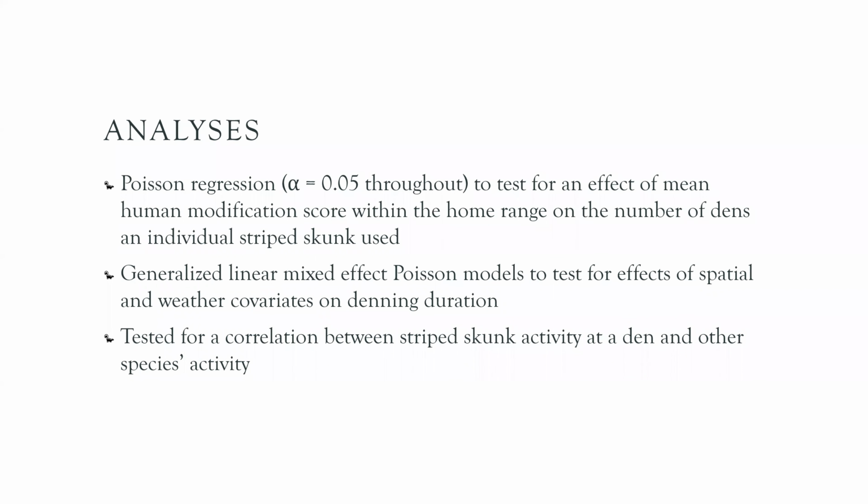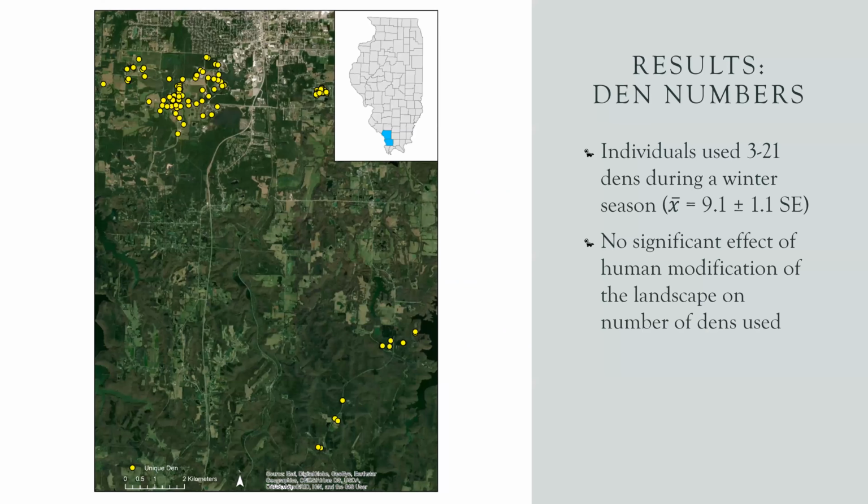For my analyses, I used a Poisson regression to test for the effect of mean human modification score within a home range on the number of dens that an individual used. I used generalized linear mixed effect Poisson models to test for the effects of spatial and weather covariates on denning duration. And then I also tested for correlations between striped skunk activity at a den and other species activity at a den site.